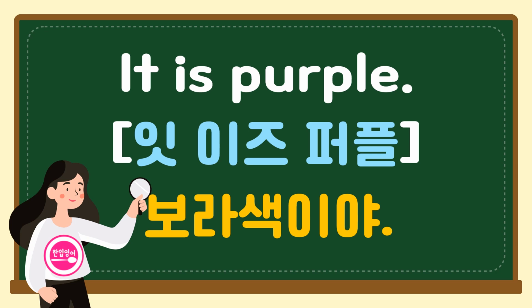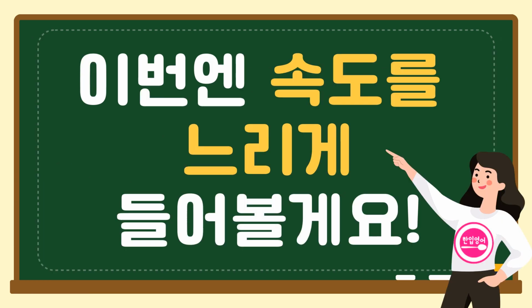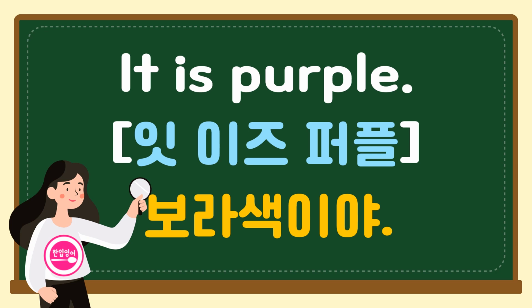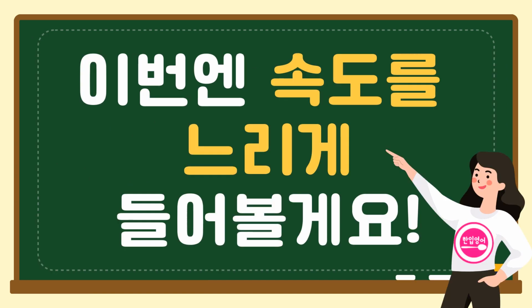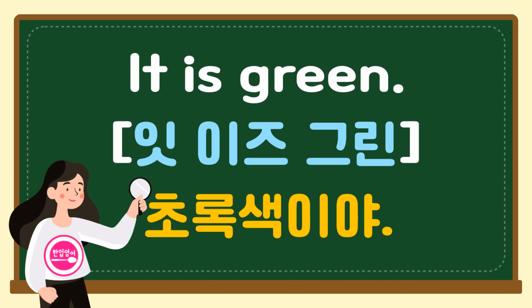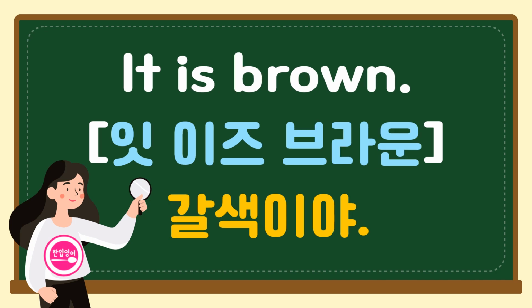It is purple. 초록색이야. It is green. 갈색이야. It is brown.